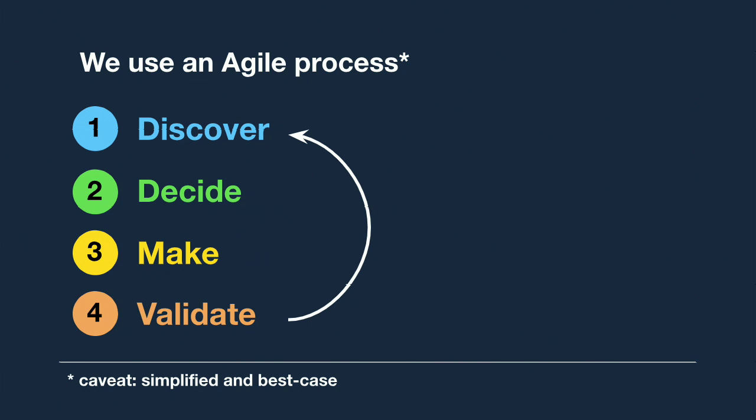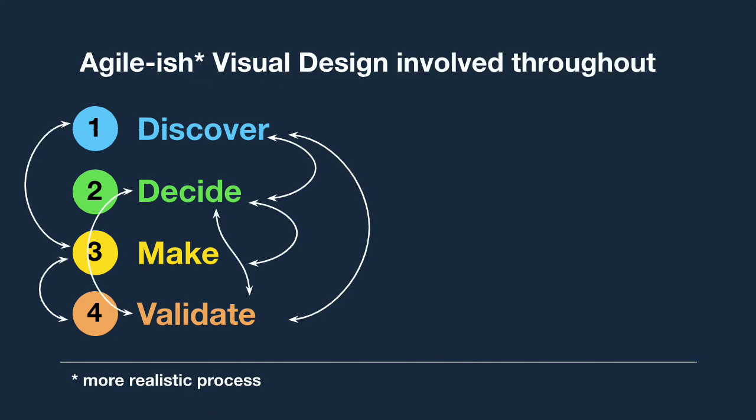And to design, we use an agile process. But to be honest, it looks more like this. It's agile-ish. And visual design is involved throughout. So basically, you want to figure out the problem, align your team, start with something small, get it working and in front of people, and don't wait till it's perfect, and then you improve as you learn. So it's more about getting a consistent feedback loop early and often, rather than following a 1, 2, 3, 4 process.